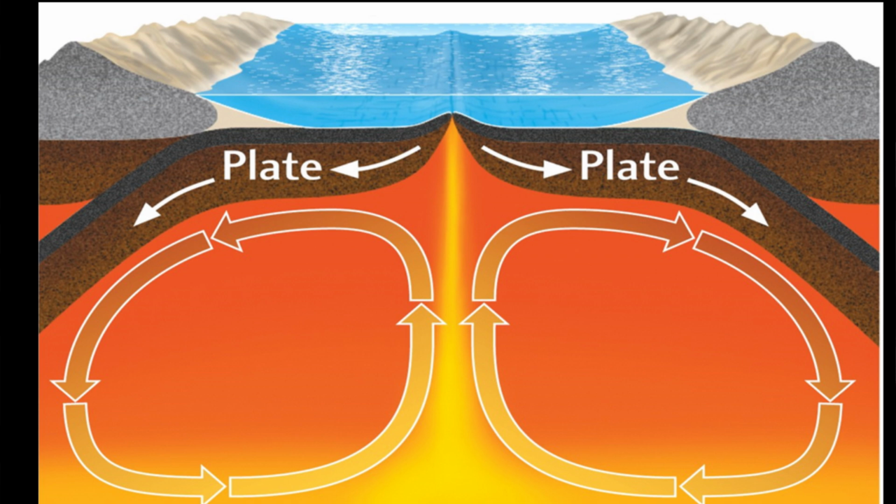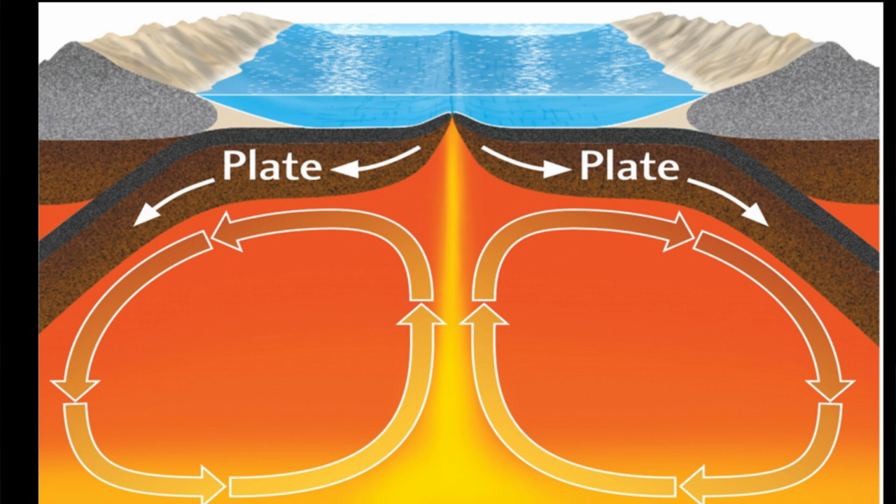So let's look back at this picture right here. This shows our convection currents coming up. They hit the plates, and as they separate, the plates move with the convection current. Now this happens very slowly and does take a long time.